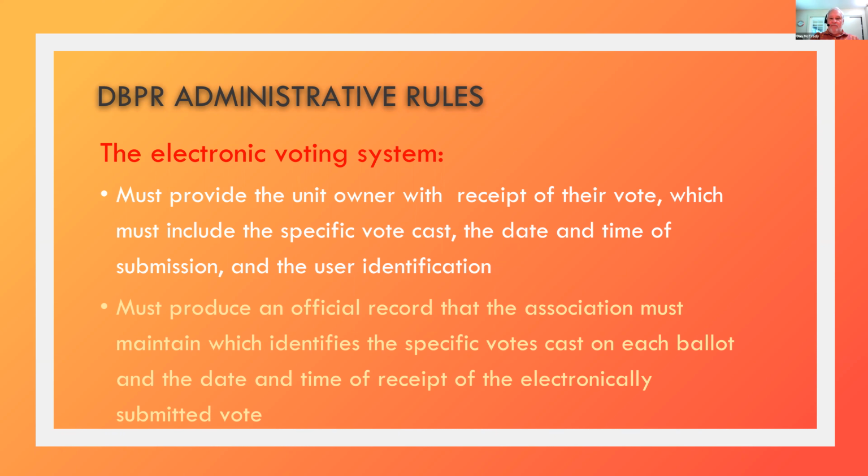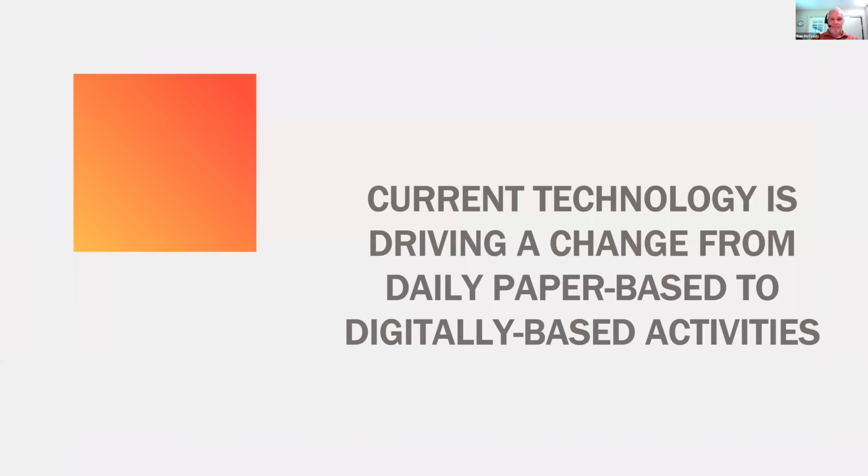And DBPR also made it very clear that you must keep an official record of your electronic votes. This was probably assumed all along, but this was very specific, stated by DBPR. And the very bottom says that the date and time of the receipt of electronic voting must be kept on each ballot. So that means that each ballot is going to be stamped with the date and time. The ballot is still anonymous. You still have no voter name. You still have no voter address, but there is a date of receipt on that.